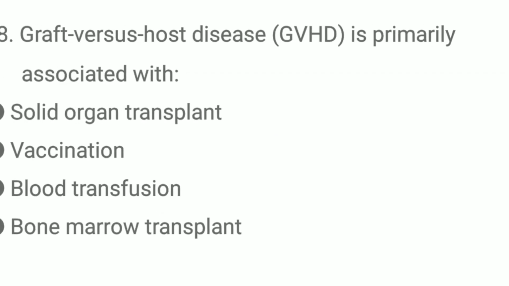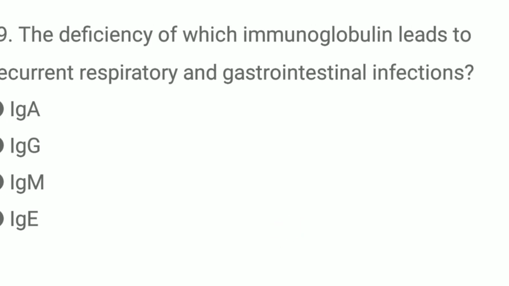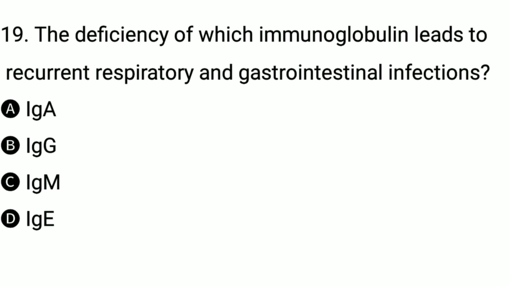Question number 18. Graft versus host disease is primarily associated with. The right option is option D, bone marrow transplant. Question number 19. The deficiency of which immunoglobulin leads to recurrent respiratory and gastrointestinal infections? The right option is option A, IgA.